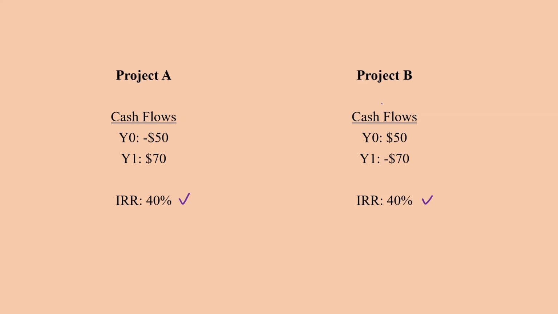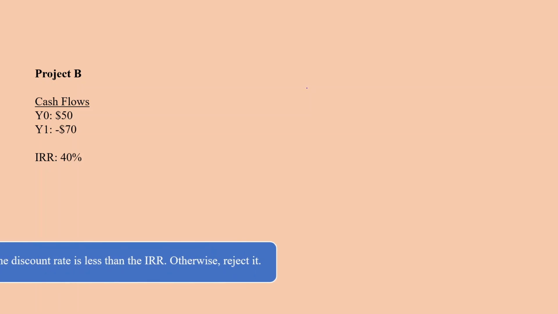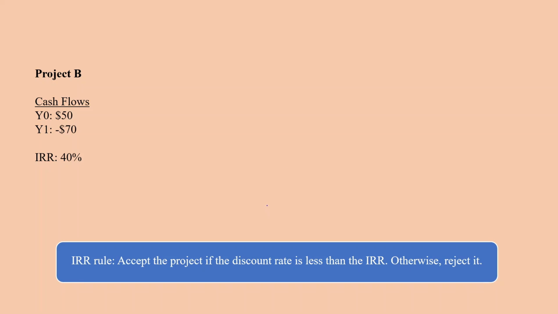Let's take a closer look at what's happening in Project B. Remember the IRR rule that we discussed in the last video? It states that we accept a project if the discount rate is less than the internal rate of return. Otherwise, we reject it. And we found out in the last video that is because we get a positive net present value when the discount rate is less than the IRR. You know what? Let's try that out with our Project B cash flows over here, and let's assume a discount rate lower than the IRR.